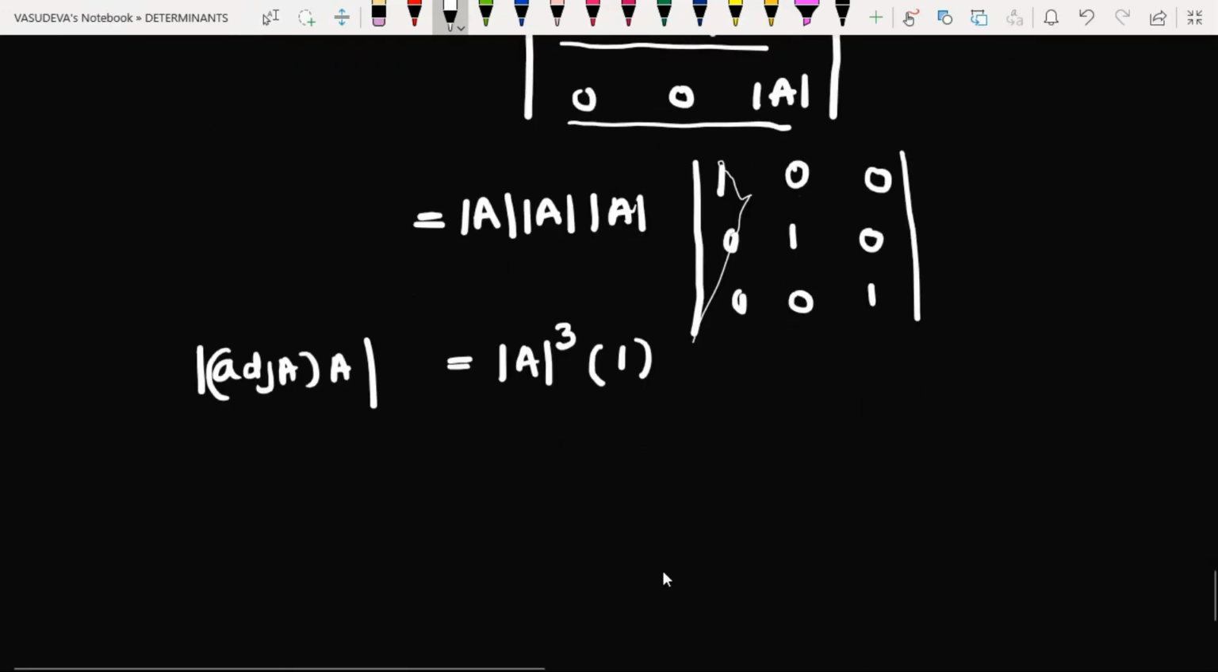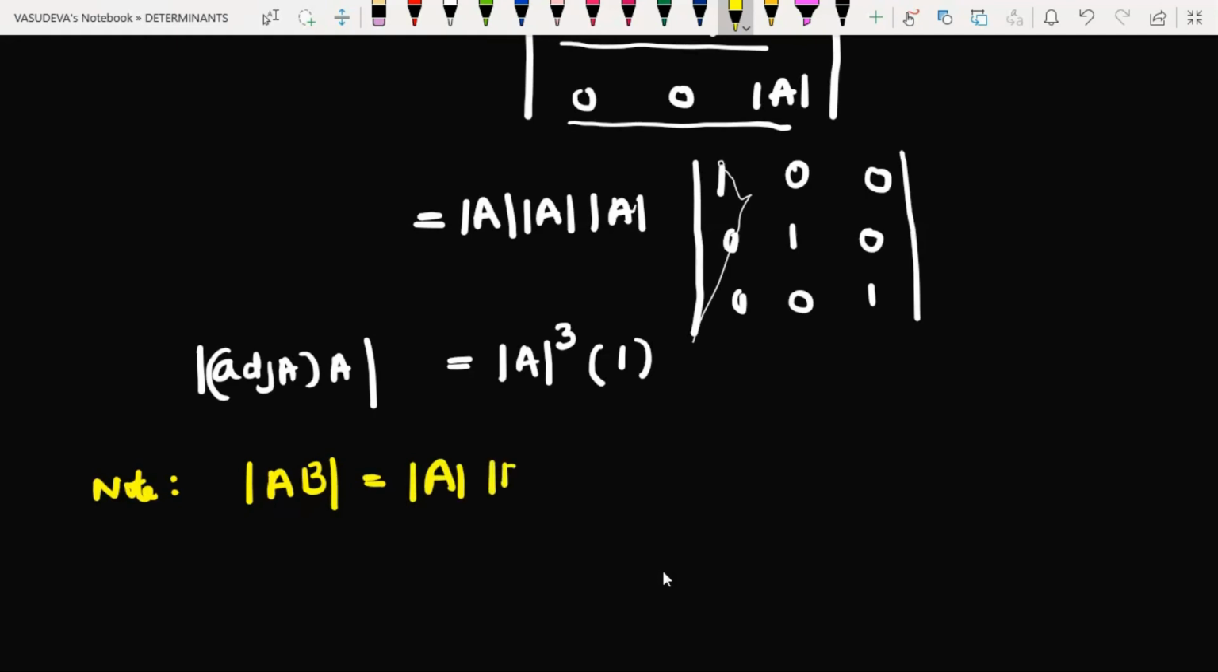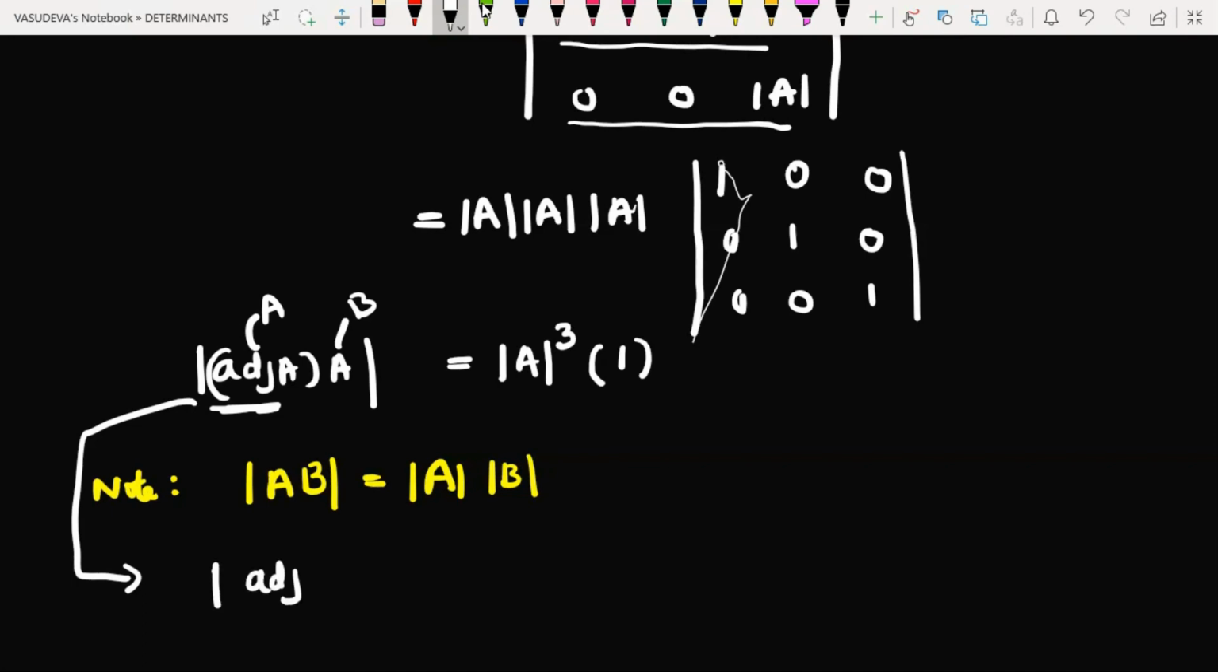So now from this we have one concept to be noted here, that is determinant of AB. If we multiply any two matrices and take the determinant of AB, we have the result determinant of A into determinant of B. This can be proved by taking A and B generally, or we can take examples, so I will take this later. So let's assume that determinant of AB is determinant of A into determinant of B. Using this result, now I am going to prove this. So determinant of adjoint of A into A: adjoint of A is also a matrix, so this is in place of A and A is in place of B. So determinant of adjoint of A into A can be written as determinant of adjoint of A into determinant of A, which is equal to determinant of A whole cube.